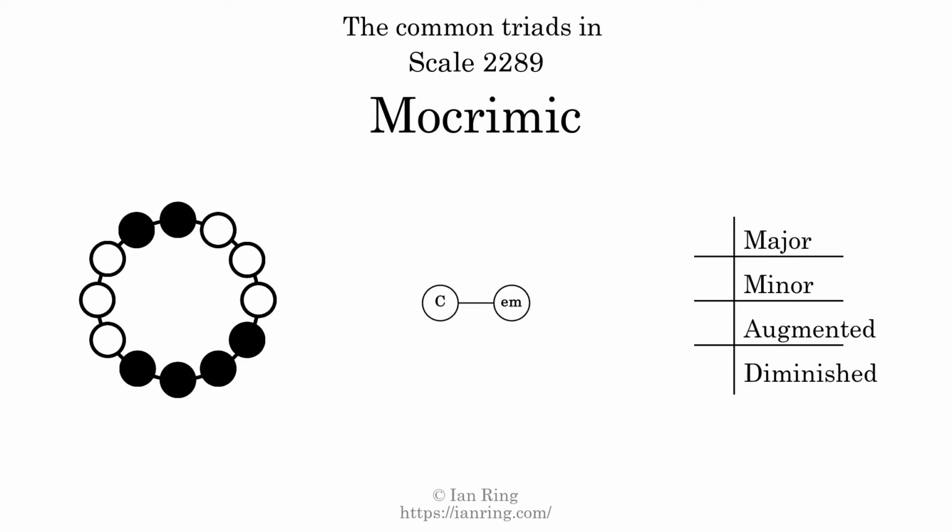100011110001. Here are the common triads present in this scale. The diagram in the center is a graph of parsimonious voice leading between triads. There is one major triad. There is one minor triad. There are no augmented triads. There are no diminished triads. Here is a Hamiltonian path of parsimonious voice leading that uses all the triads.